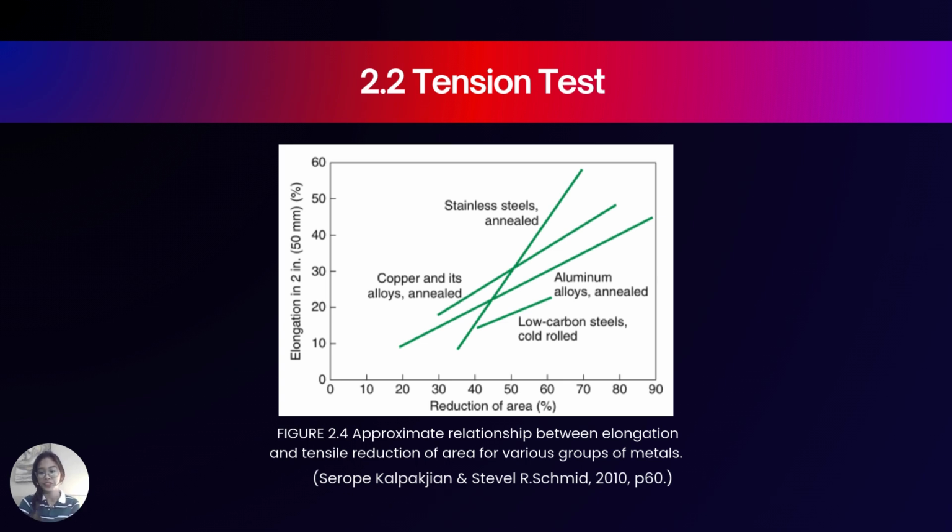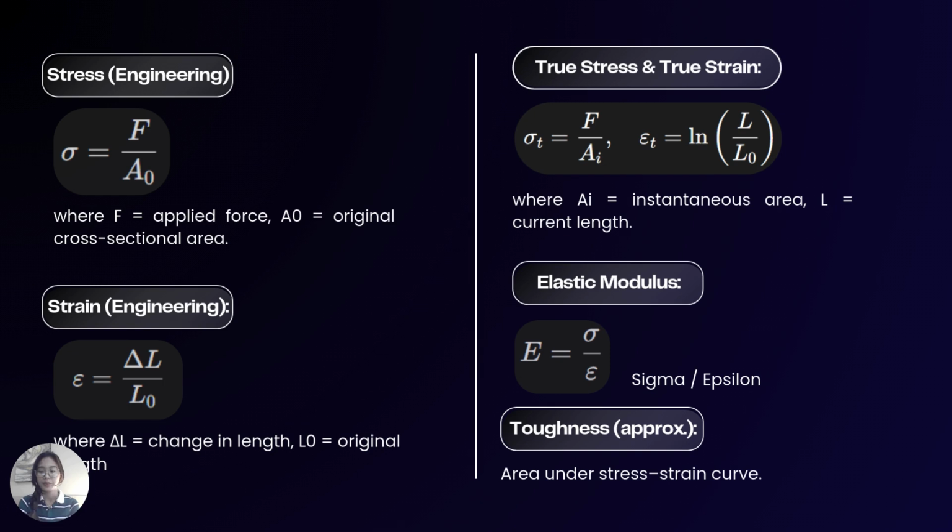Figure 2.4 is the approximate relationship between elongation and reduction of area for various groups of metals. Moving on to the next slide. Here I put all the formulas needed for the stress-strain curve itself. There are engineering stress, engineering strain, true stress, true strain, elastic modulus, and toughness.